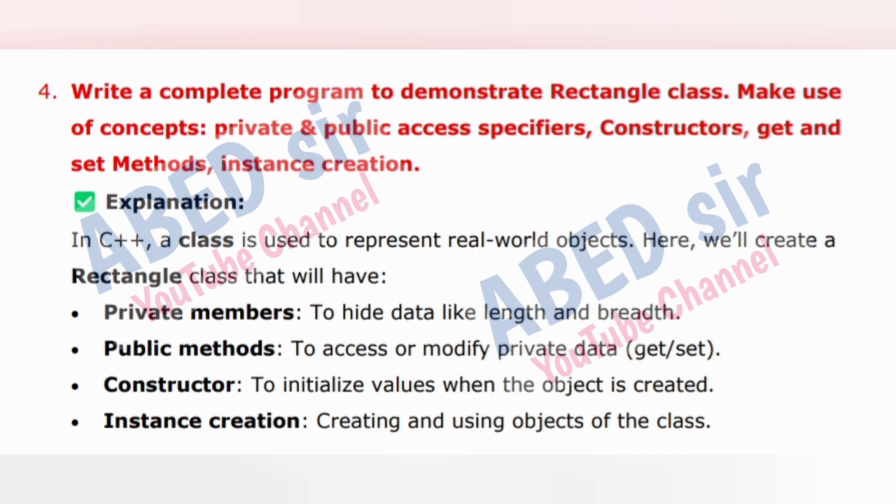Explanation. In C++, a class is used to represent real-world objects. Here, we create a rectangle class that will have private members to hide data like length and breadth. Public methods to access or modify private data, get and set. A constructor to initialize values when the object is created. Instance creation, creating and using objects of the class.